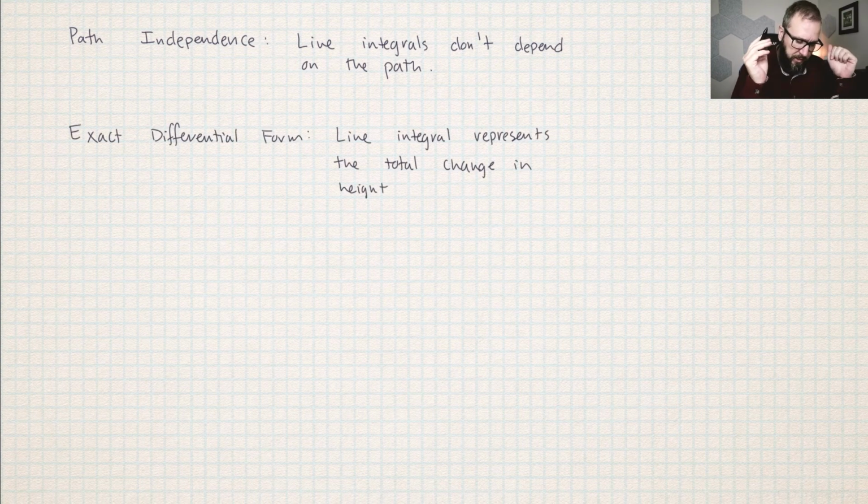This next one is kind of a big topic, but it's an important one. It's the idea that line integrals represent the total change in height. There should be a link to a video on the screen right now where I explain what an exact differential form is. But right now I just want to make you aware of a simple way of understanding it: your line integral represents some kind of total change in output value.